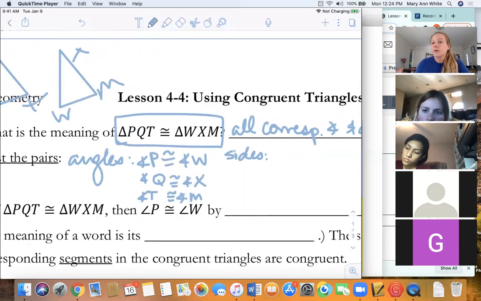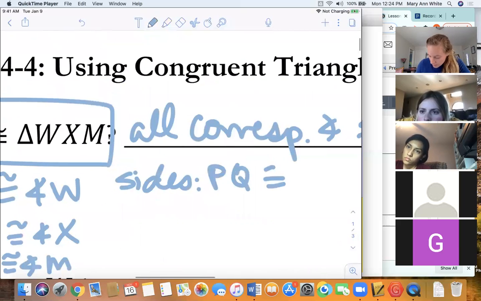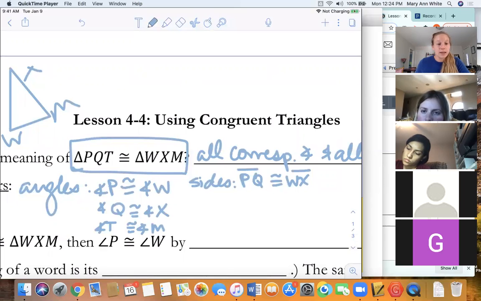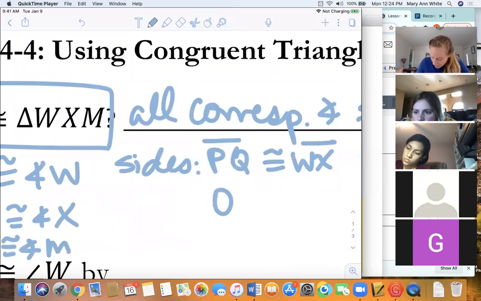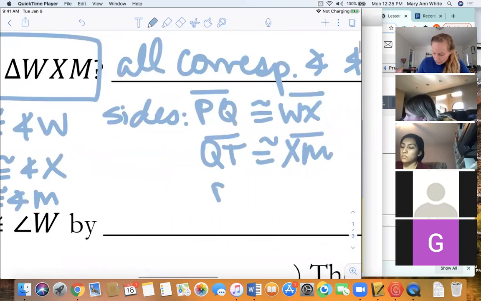PQ and WX. Very good, Griffin. Again, just keep the angles that are congruent in the same order and then match them up. Don't forget your little hats on your congruent mark. Who can give me another set of congruent sides? QT and XM. Very good, Maddie. And then what's the last set of congruent sides? PT and WM. I love how careful you were with the order of those. Very good, Griffin.